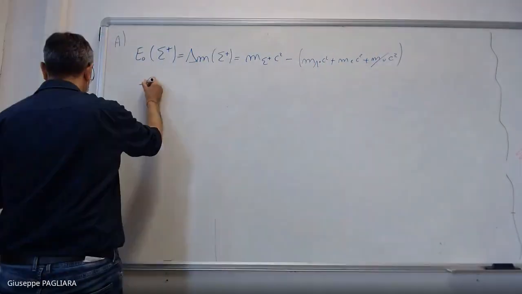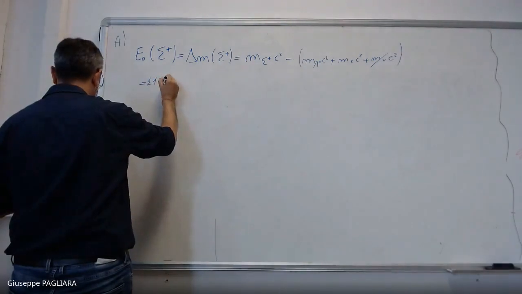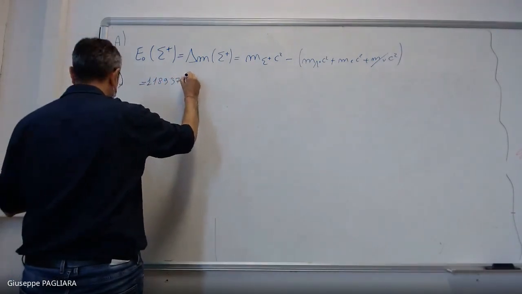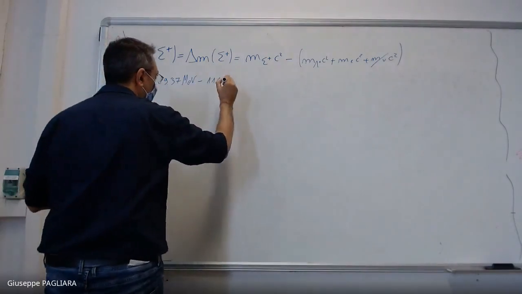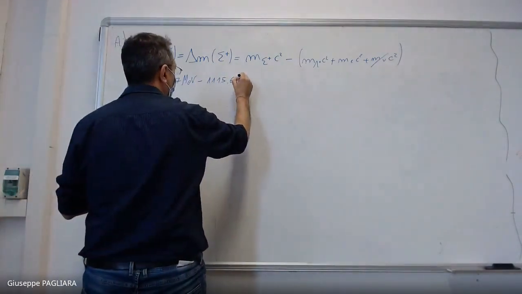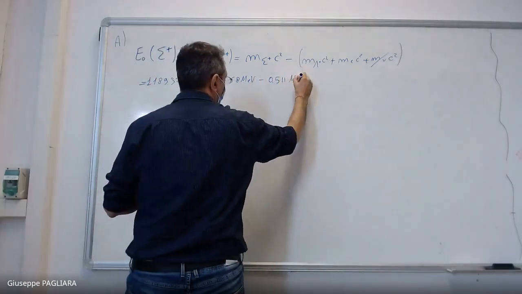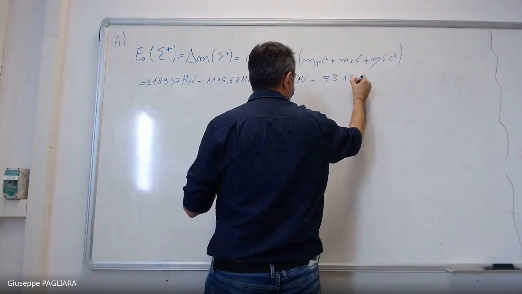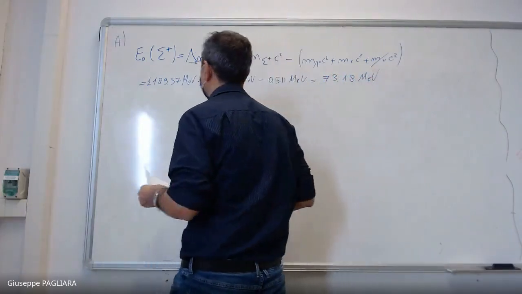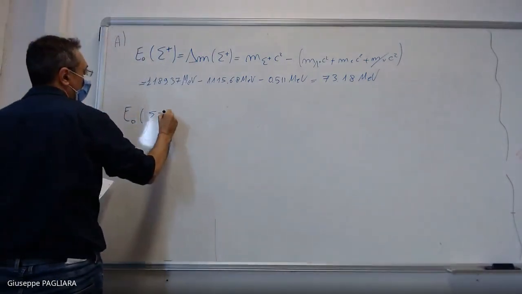So let me just put in the numbers. So it is 1,189.37 MeV minus 1,115.68 MeV minus the electron mass. And the result is 73.18 MeV. We now do the same for the sigma minus.